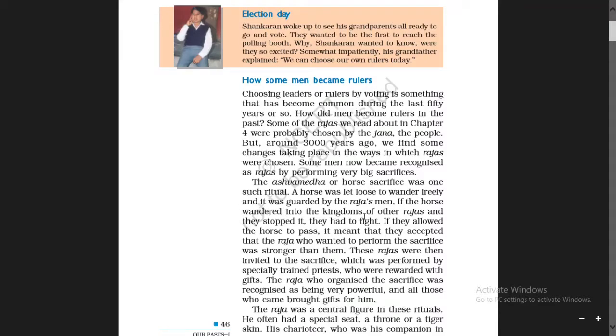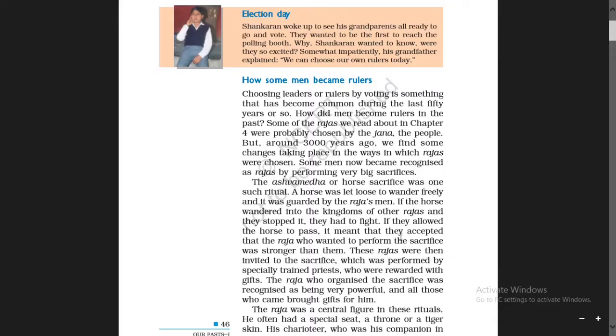If the horse wandered into the kingdoms of other rajas and they stopped it, they had to fight. So it was the rule. If that horse wandered into the kingdom of another king, and if anybody happened to stop it, they had to fight with the king who had sent that horse with his subjects. There they had to fight with that very king.